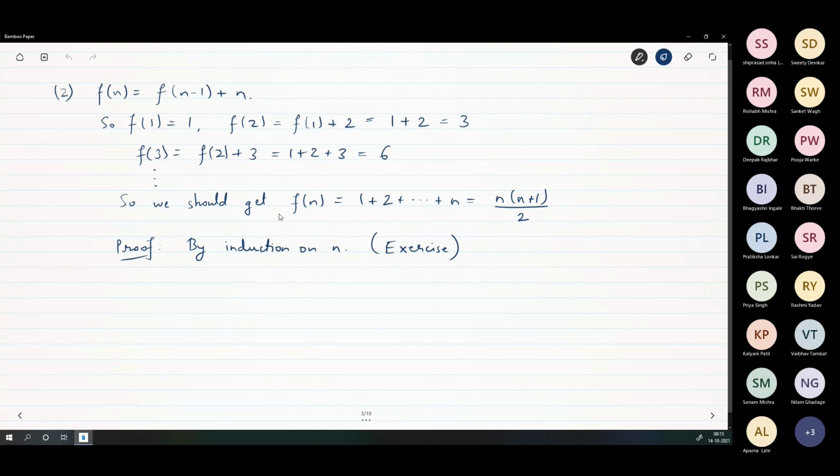So we can guess again that f of n is in fact 1 plus 2 plus 3 up to n, the sum of the first n numbers, right? Which we know is equal to n into n plus 1 by 2. So that is a good guess and hopefully it should work. Again, how do we prove this? Again by induction on n. For 1 it is true, assume for n minus 1 and prove for n. Okay, so again this is very, very simple. So again I'm leaving it to you as an exercise.